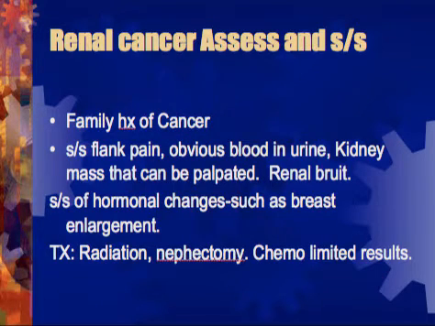Renal cancer signs and symptoms: family history, pain, obvious blood in the urine, a kidney mass that can be felt, and a renal bruit, which is a sign of turbulent blood flow. Signs and symptoms of hormonal changes such as breast enlargement. Usual treatment is radiation, nephrectomy, and chemotherapy, though these have limited results.